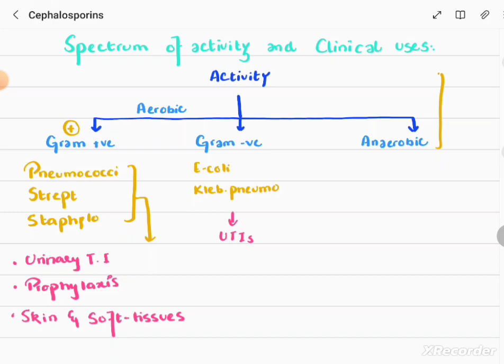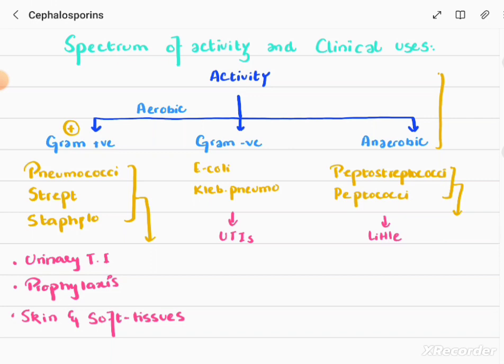Now, the anaerobic coverage of first generation cephalosporins is relatively very poor, but there are some anaerobic bacteria which include peptostreptococci and peptococci. These bacteria are anaerobic and cause abdominal infections. The first generation cephalosporins have very little activity against these bacteria, so they're not used for the treatment of any sort of intra-abdominal infections.